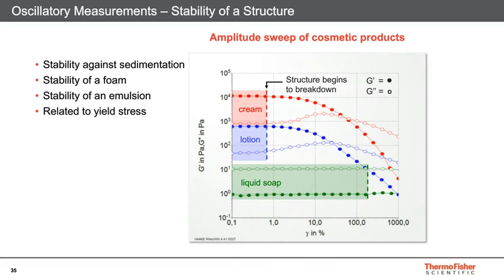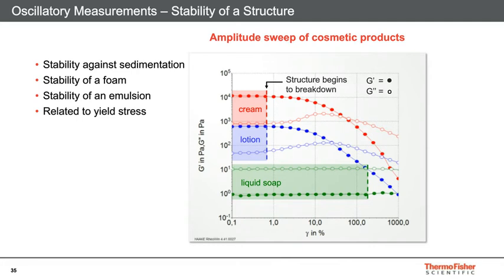But as soon as we apply enough force, that structure begins to break down, and eventually it breaks down enough that the material will begin to flow. So out here, at the high deformations, the lotion and cream behave more like a viscous liquid. You can see the viscous response is dominating the elastic response here at high deformations. So you can use this type of measurement to look at the stability of emulsions, gels, paste-like materials, foams, and the stability against materials that might have a tendency to settle out.